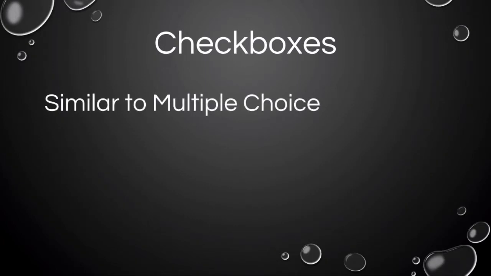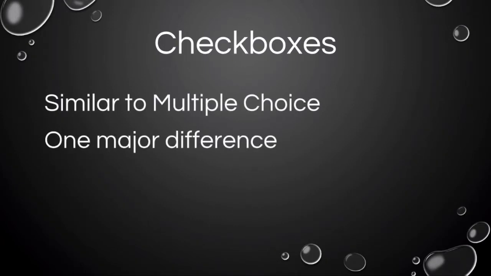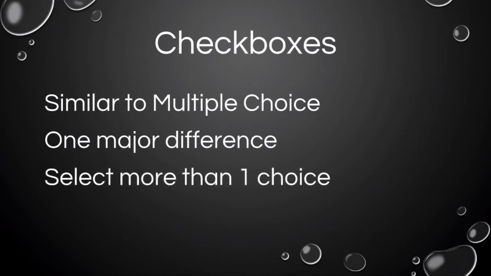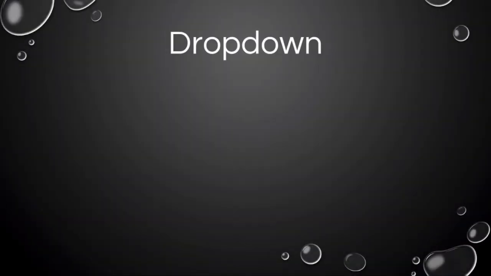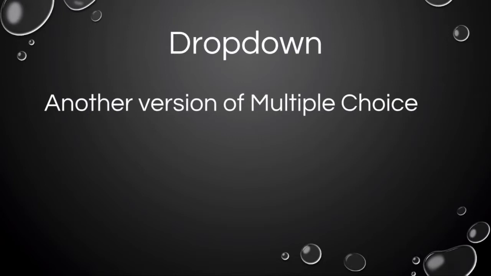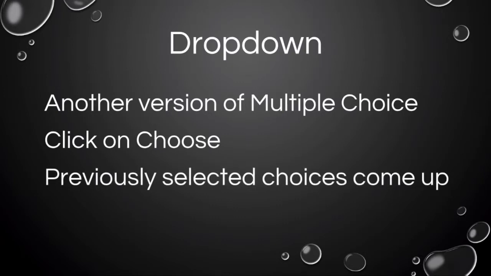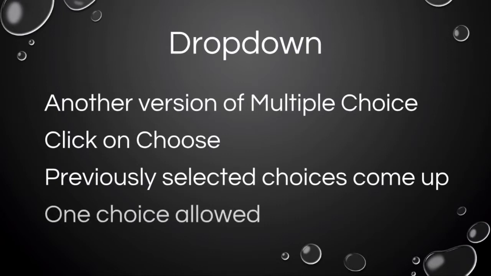Checkboxes is another option. It's similar to multiple choice with one really big difference. Participants are allowed to select more than one item. Another option is Dropdown. It's another version of the multiple choice. Participant clicks on choose, and they get to see choices that you have previously selected. They pop up, and they're allowed to pick one of those choices.